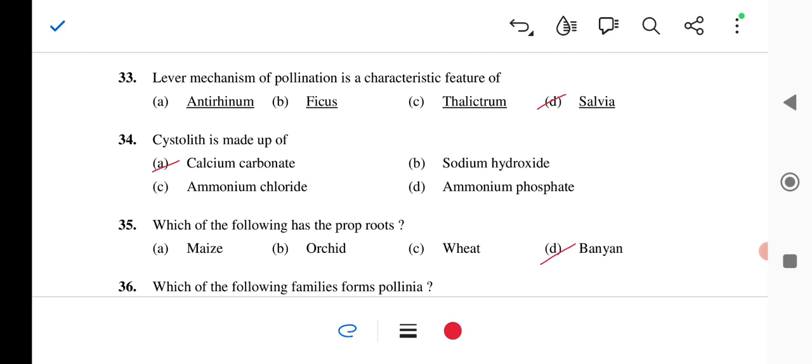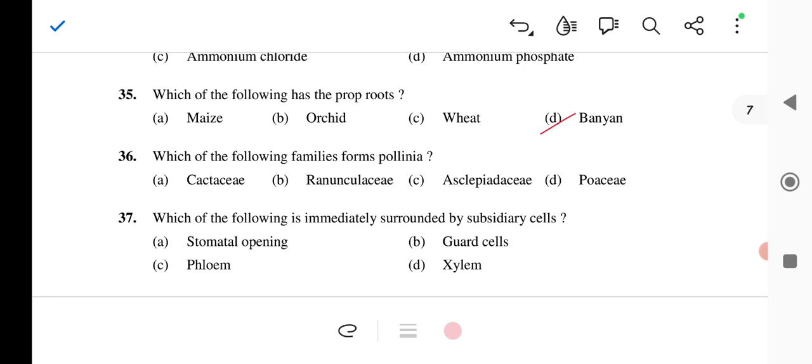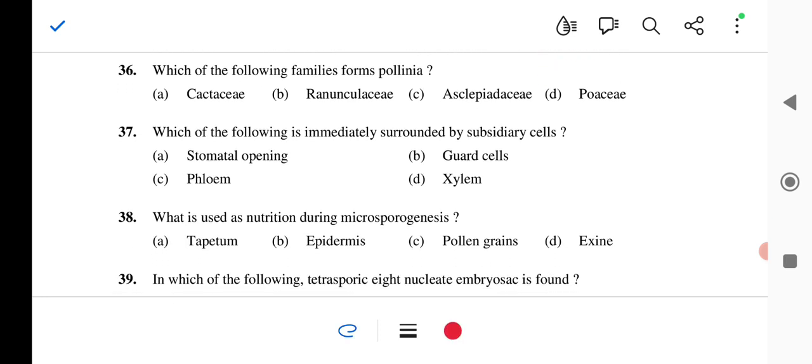We have already read that the greatest, biggest botanical garden in the world is in Kew, and in India, it is the Indian Botanical Garden, Kolkata, West Bengal. Next is which of the following families form Pollinia? So another important question and the favorite question of the examiner. Pollinia is present in Asclepiadaceae.